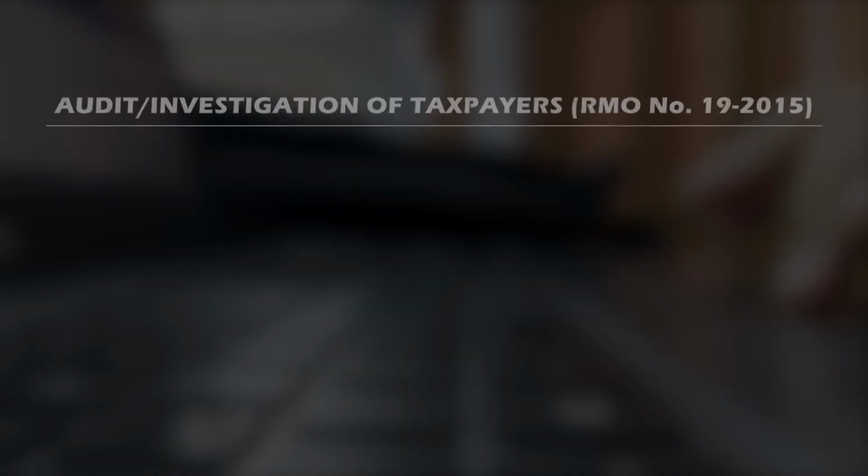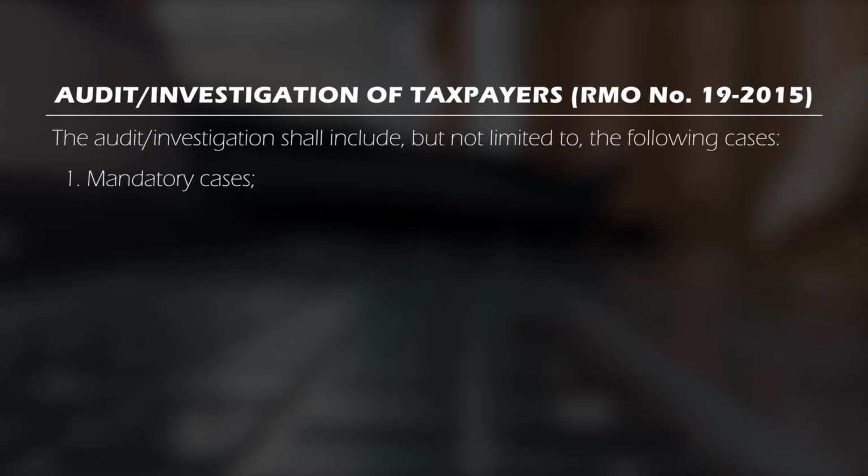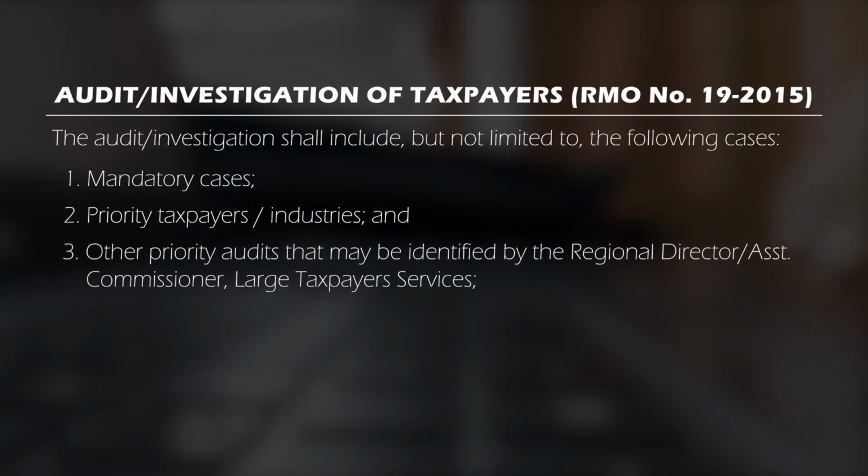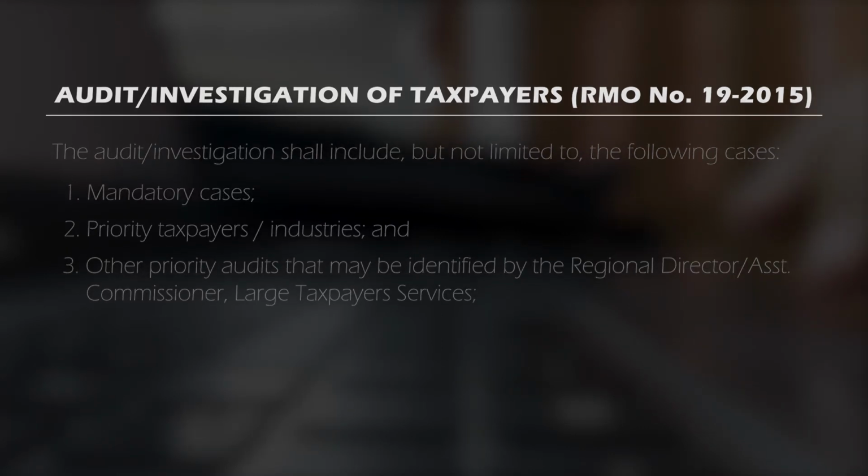The audit or investigation shall include but not be limited to the following cases. Number 1, mandatory cases such as taxpayers with claims for tax refunds from income tax, VAT, excise tax, erroneous or double payment of taxes, and for taxpayers' tax credit certificates. Mandatory cases may also include applying for cessation of business and decedents with existing business at the time of death. The second one is priority taxpayers or industries such as those listed in RMO 19-2015. The last one is other priority audits that may be identified by the regional director, assistant commissioner, or large taxpayer services.